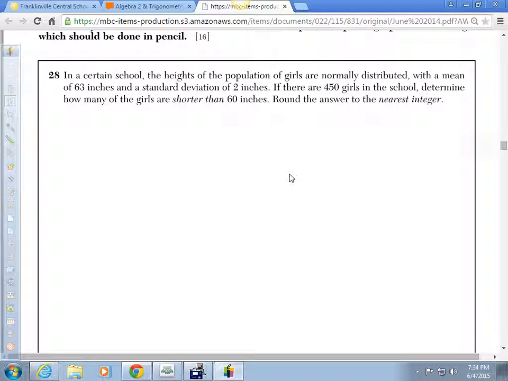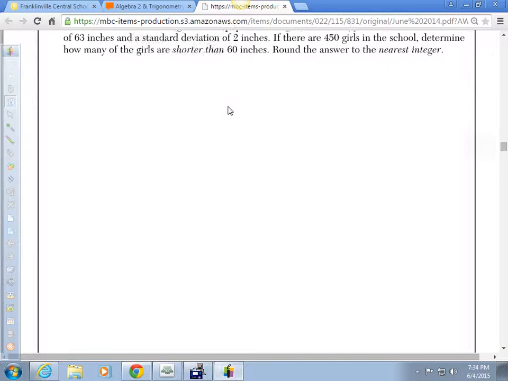We had skipped over number 28 because it was just another normal distribution question. And again, with normal distribution, where are we looking? The bell curve on our reference table, right? They wanted to know that the mean is 63 inches, the standard deviation is 2, and there are 450 girls in the school. Determine how many are shorter than 60 inches. So we find out what score the 60 represents. This is shorter than, so we're going to add up all the percentages below that.